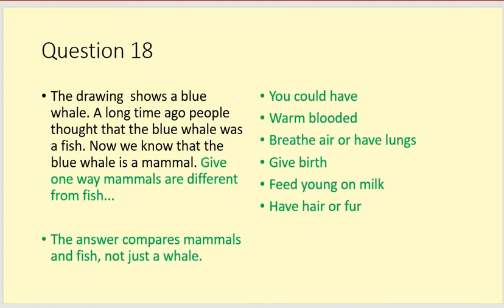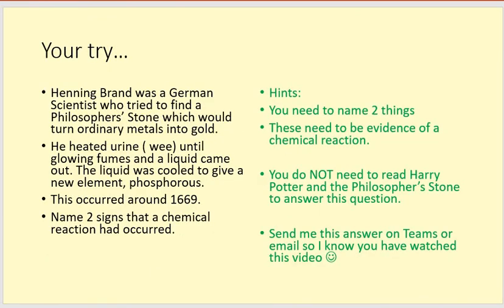Next question is your dirt task, so everybody will need to do this. Here we go. Really exciting and cool. I have linked this task to our current topic of common chemical reactions. So, on the left, in black, some real facts. Henning Brand was a German scientist who tried to find a philosopher's stone which would turn ordinary metals into gold. If you're a Harry Potter fan, you'll have heard about philosopher's stones already. Slightly grim way he did it though.